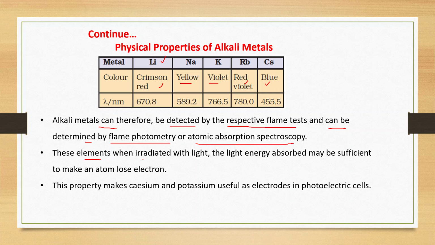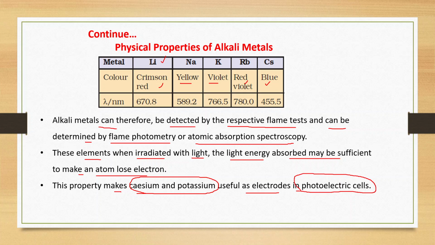These elements, when irradiated with light, may absorb light energy sufficient to make an atom lose an electron. This property makes cesium and potassium useful as electrodes in photoelectric cells. Actually, these are the cells which convert solar energy directly into electrical energy. These are the atomic and physical properties of alkali metals.